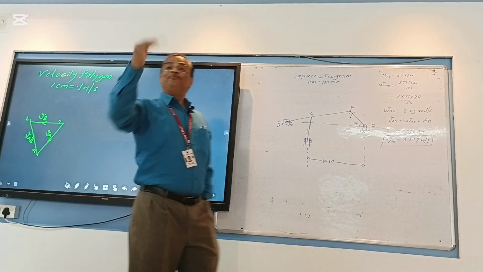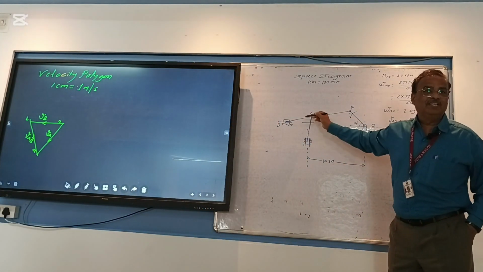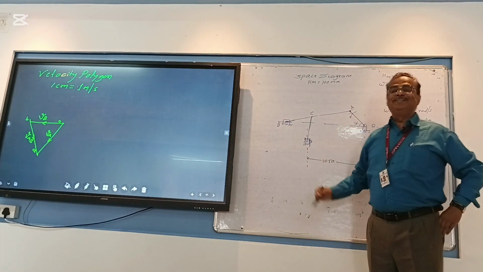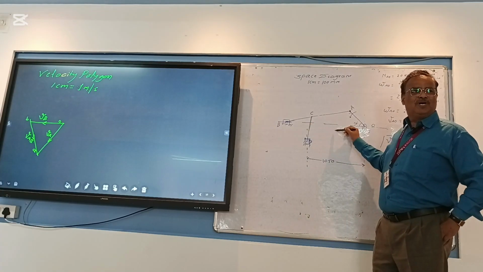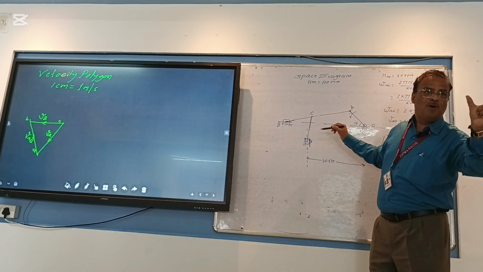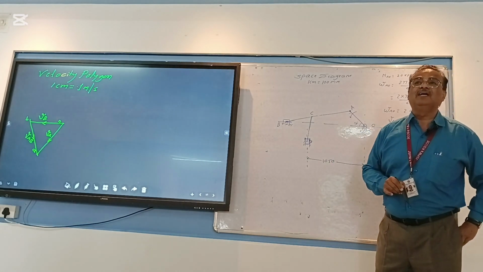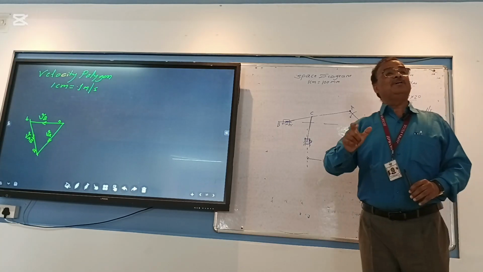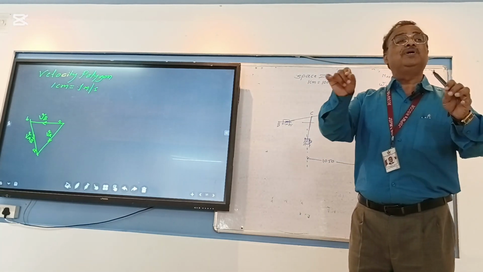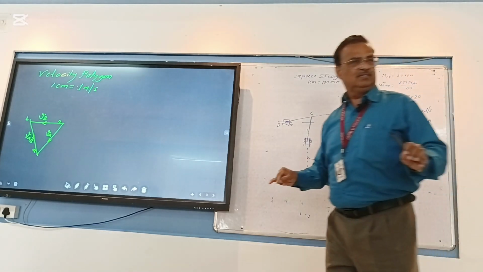Now, which is the next link? CD. Okay, draw the perpendicular to CD. The perpendicular to CD will be like this, right? But next question, I have to draw that perpendicular from either C or D, so one should be available. Is C available or not? That means point C is on the link, point C is on the AB link. That must be located first.